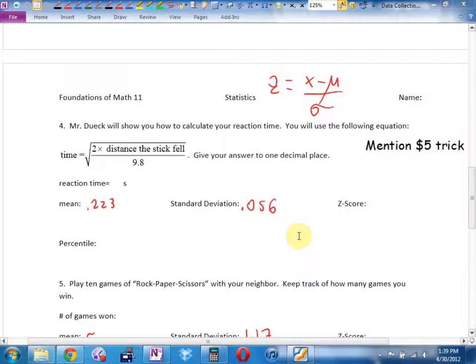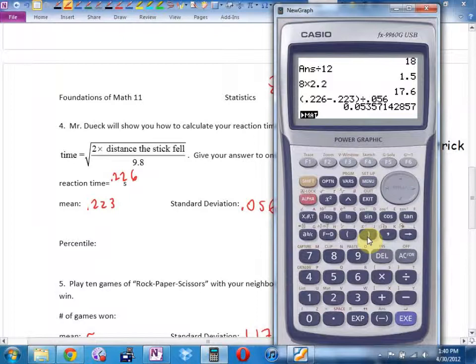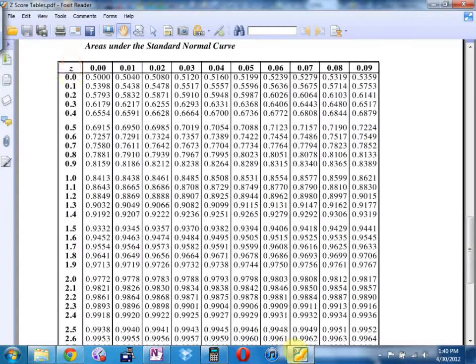Kayla, what was your reaction time? 0.226. So your Z-score would be bracket 0.226 minus the mean, 0.223, close bracket, divided by the standard deviation, which is 0.056. So your Z-score is that. 0.05 is what I'm going to have to round it off to, because my orange sheet only goes for Z-scores to 2 decimal places. So 0.05.